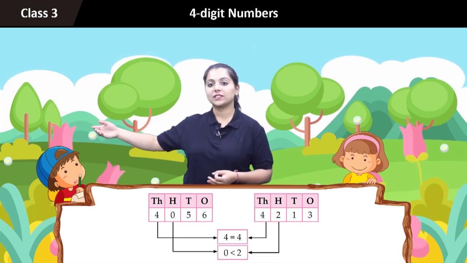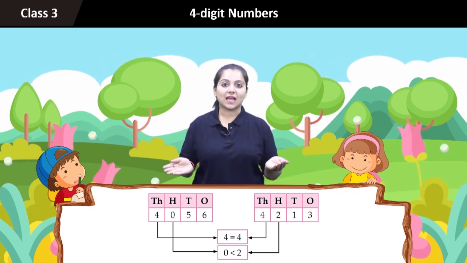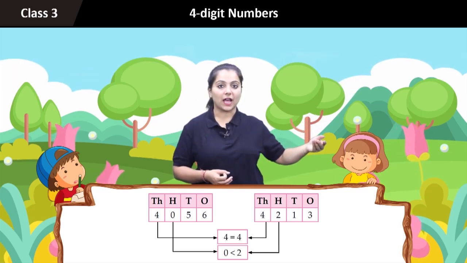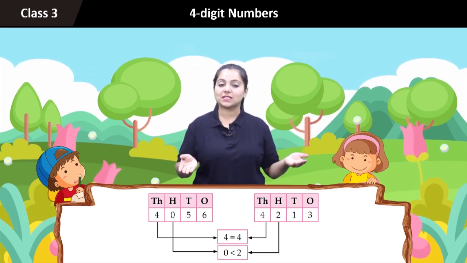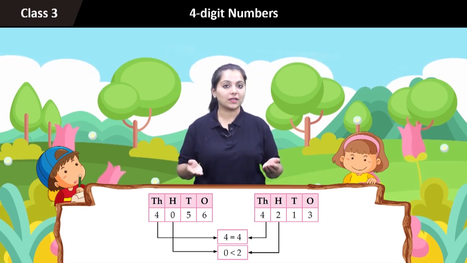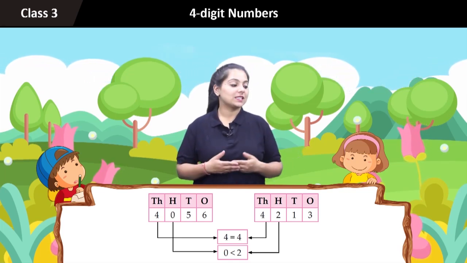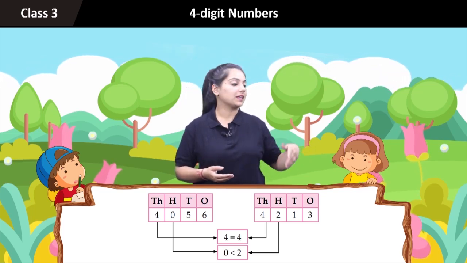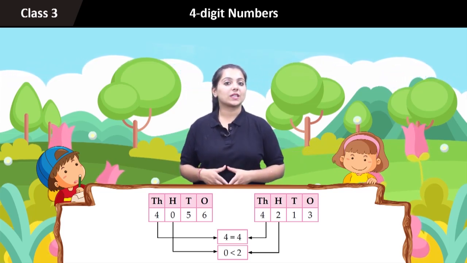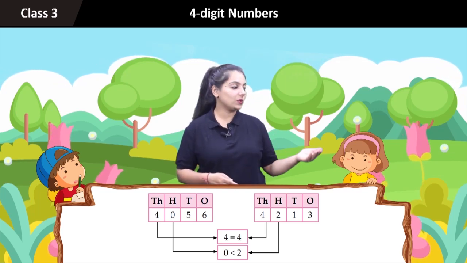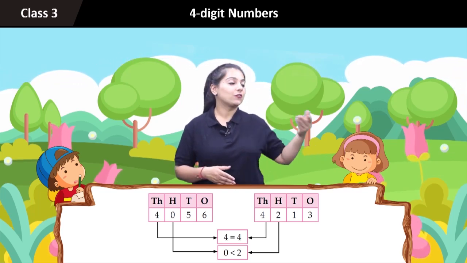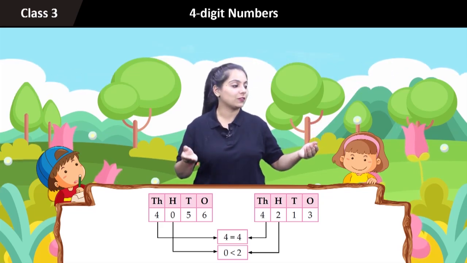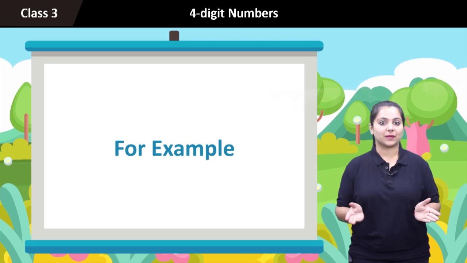4056, 4213. We'll start comparing with the thousands value. So in both numbers, 4 is common, 4 are same. So we'll move to the next digit. Here we have 0 and here we have 2. So which one is greater? Yes, 2 is greater. It means 4213 is greater than 4056.